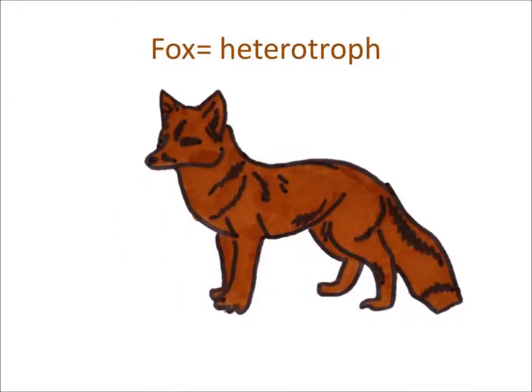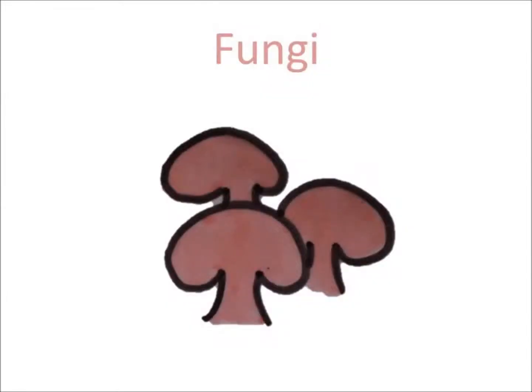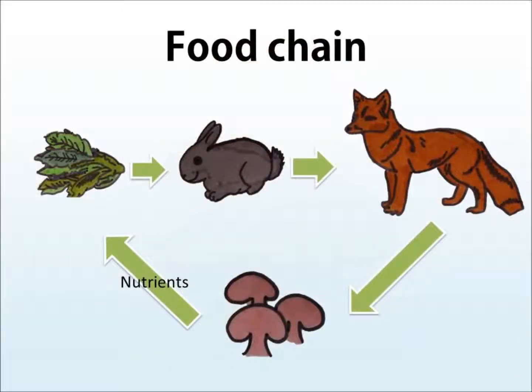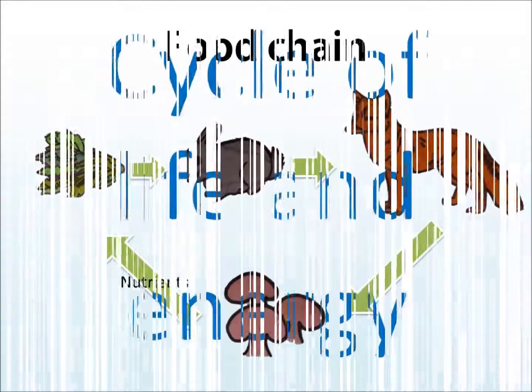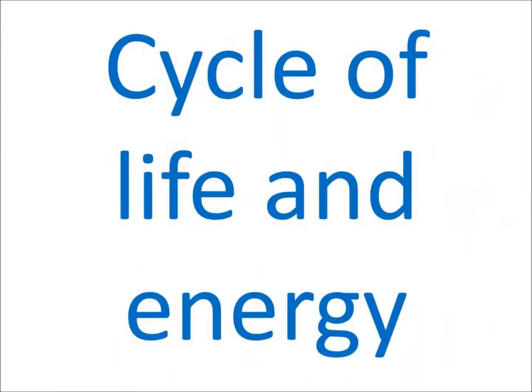This process doesn't end here, because after the fox dies, fungi like mushrooms and other decomposers break down the dead fox and turn the remains into nutrients that the plant will use to grow. So, as you may have noticed, this is a full cycle of life and energy.